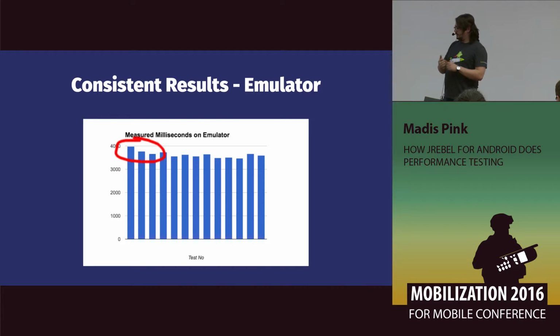So we would have 10 samples. We have around 20 performance tests, maybe 30 now. And we run them once per hour, 24/7 in a loop. So that's about 5,000 data points per day.